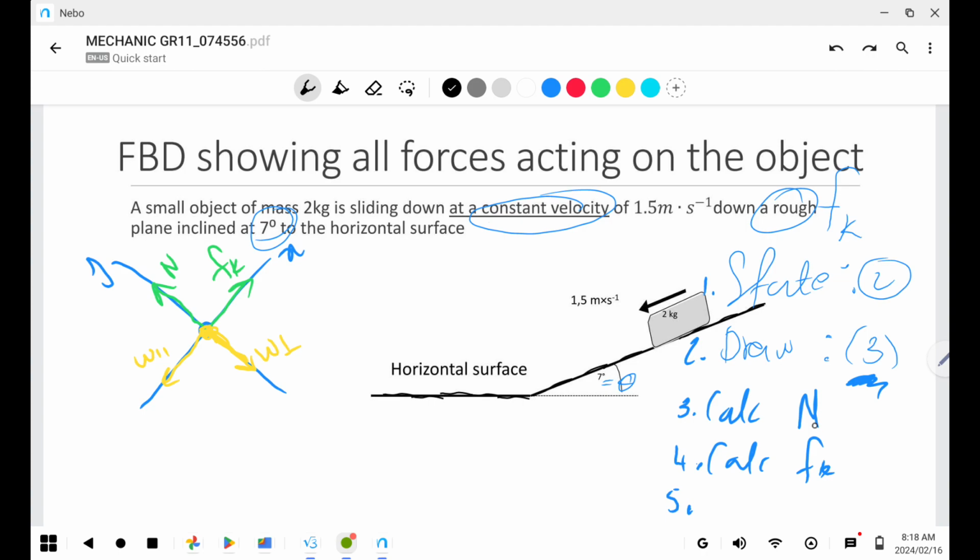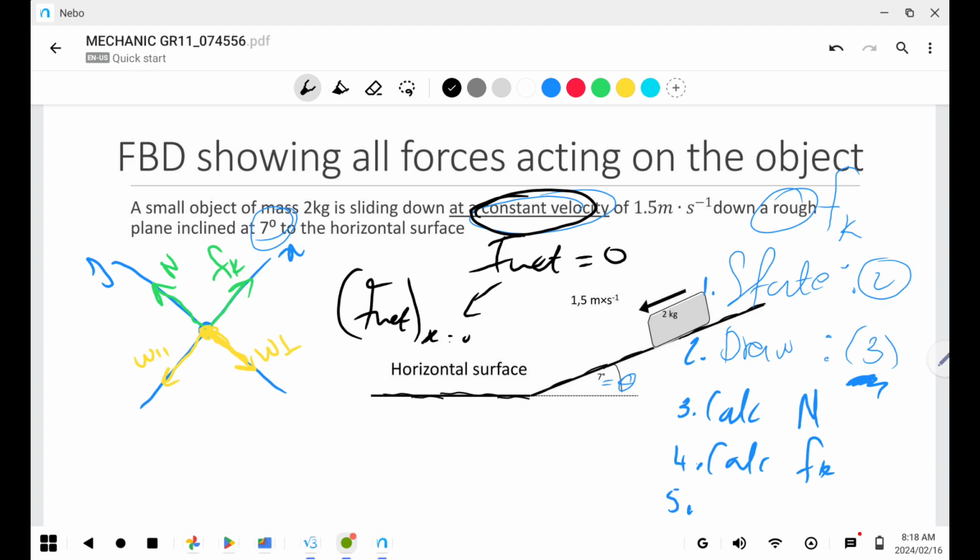And then the next question says calculate the normal. Remember, we have said that this is moving with constant velocity. What it means is F net is equal to 0. F net equal to 0 means that the sum of the forces along the x direction is equal to 0.